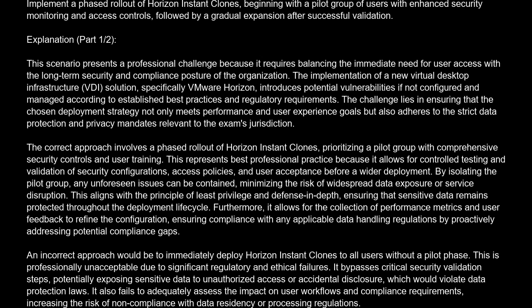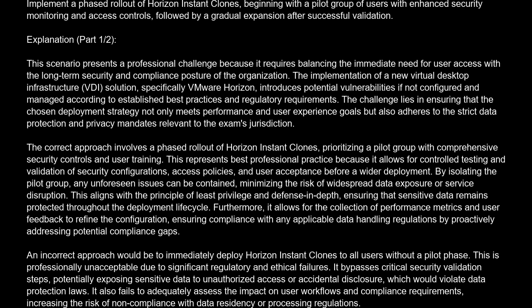By isolating the pilot group, any unforeseen issues can be contained, minimizing the risk of widespread data exposure or service disruption. This aligns with the principle of least privilege and defense in depth, ensuring that sensitive data remains protected throughout the deployment lifecycle. Furthermore, it allows for the collection of performance metrics and user feedback to refine the configuration, ensuring compliance with any applicable data handling regulations by proactively addressing potential compliance gaps.